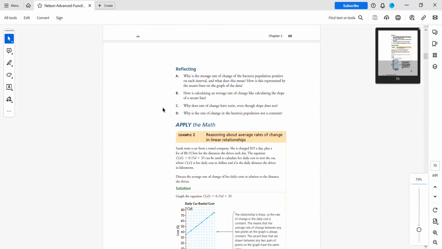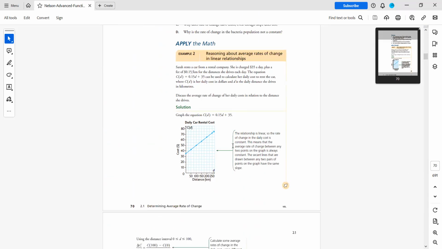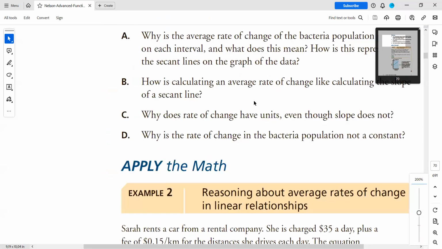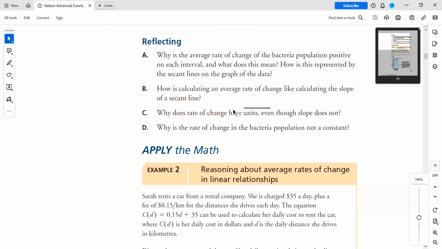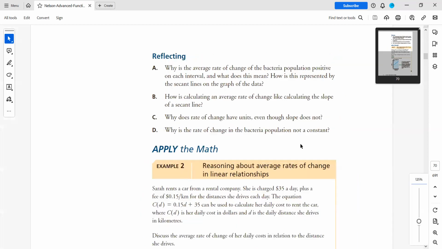So it is important to remember that rate of change has units, even though slope doesn't have units. Because when we work with functions, usually the dependent and independent variables have their quantities, right? So it is important to remember that rate of change should have some kind of units.